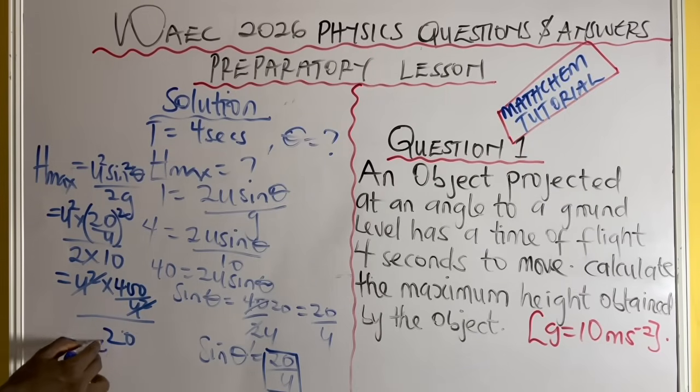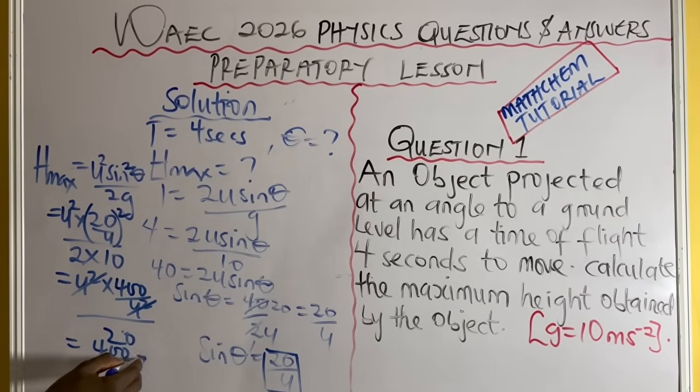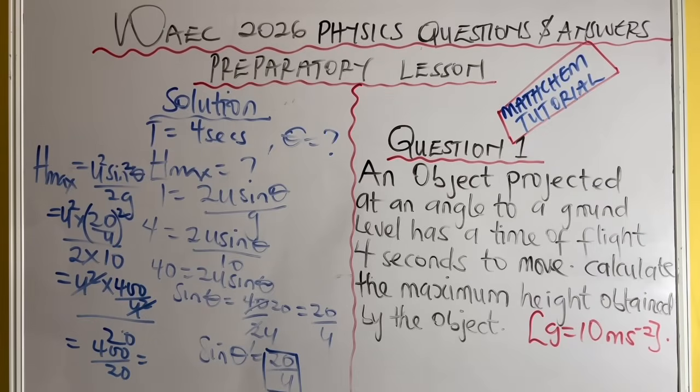Then finally we have 400 over 20, and that is going to give us what? 400 divided by 20, that is 20. So the answer is 20 meters. Since it is height, 20 meters.